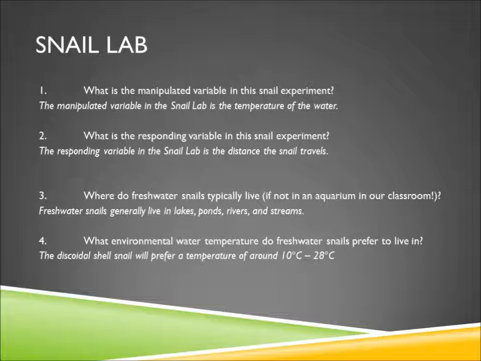Where do freshwater snails typically live, if not in an aquarium in our classroom? Freshwater snails generally live in lakes, ponds, rivers, and streams. Pretty obvious. What environmental water temperature do freshwater snails prefer to live in? The discoidal shell snail, which is the snail we'll be using, prefers a temperature of around 10 degrees Celsius, which is 50 degrees Fahrenheit, to 28 degrees Celsius, which is 82 degrees Fahrenheit.